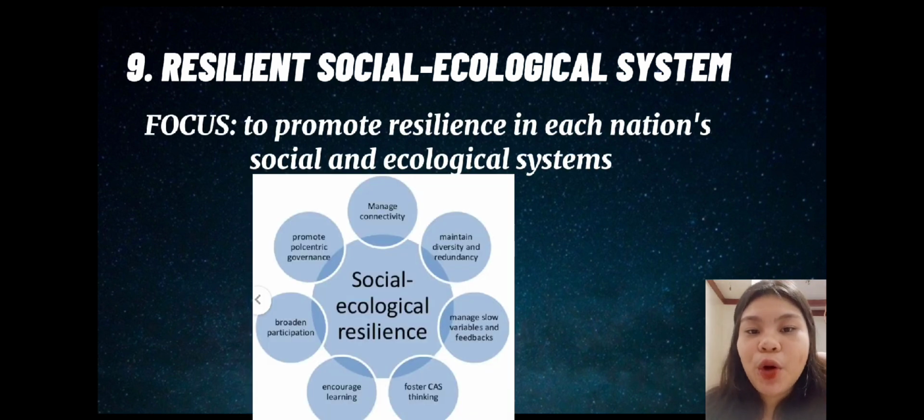The need to promote resilience in each nation's social and ecological system is critical, especially in the face of societal issues like poverty, economic globalization, and natural phenomena like climate change and natural catastrophe.